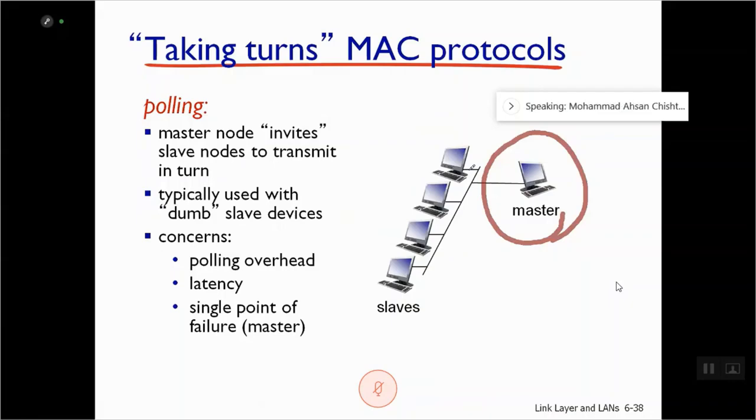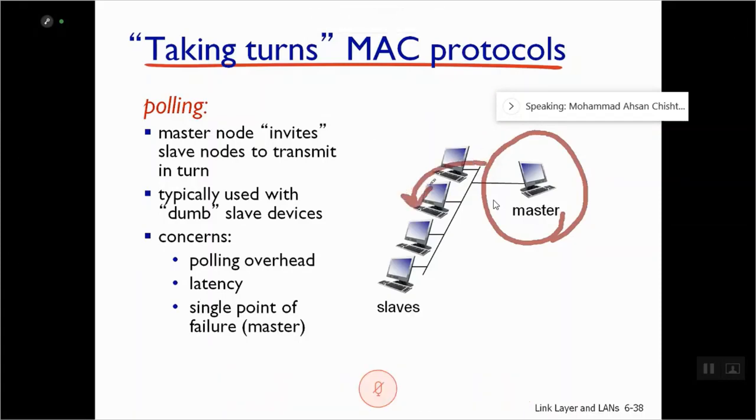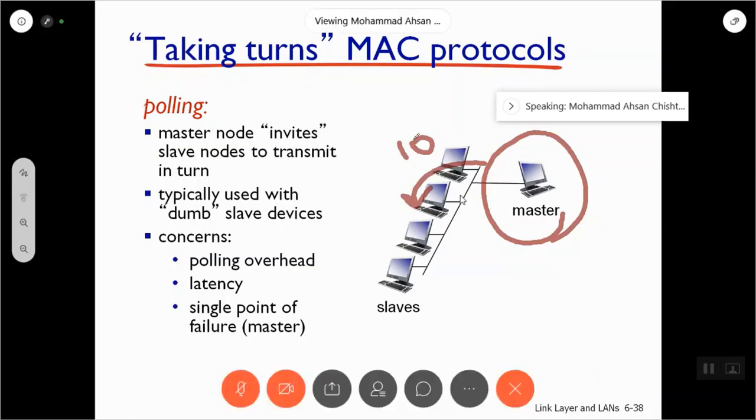So when it polls each of them, it will first message node 1: do you have anything to transmit? If you have, transmit 10 frames now. It can reply back, no, I don't have anything to transmit. So this is cleared. The master node goes to the second one and says, do you have anything to transmit? If yes, send 10 frames. It says, yes, I have to send, let's say 8 frames.